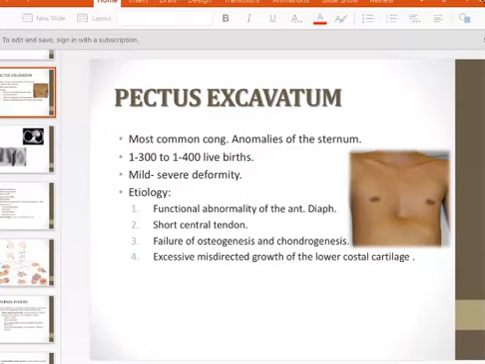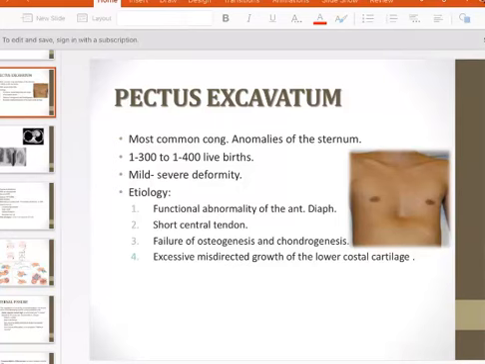It ranges in severity from mild to severe deformity. And there are many theories about the cause of pectus excavatum. Sometimes they say it is due to a functional abnormality of the anterior diaphragm, or maybe a short central tendon of the diaphragm, or maybe failure of the osteogenesis and chondrogenesis of the rib with the sternum, or maybe there is an excessive misdirected growth of the lower costal cartilage.